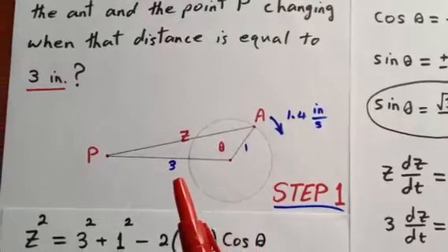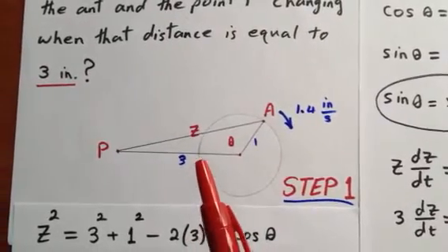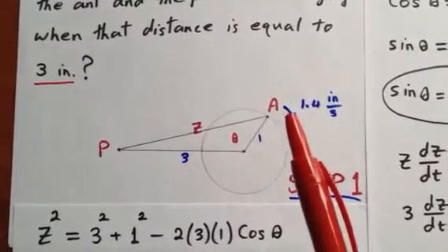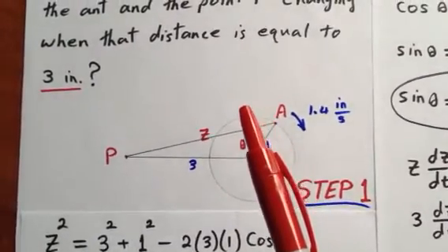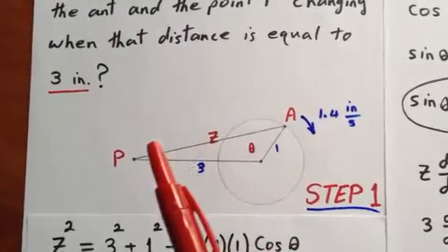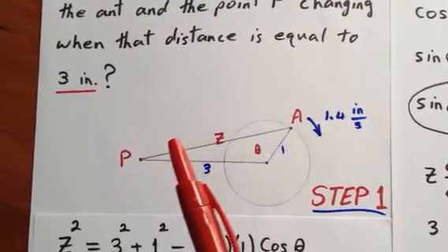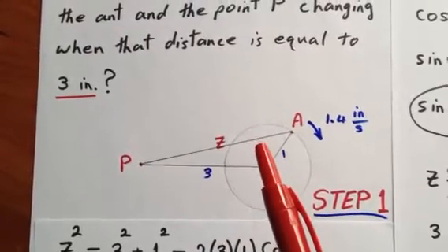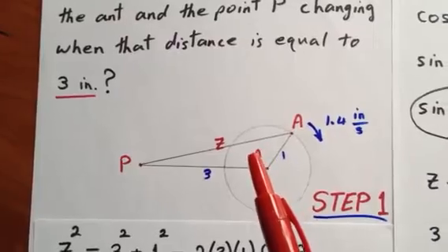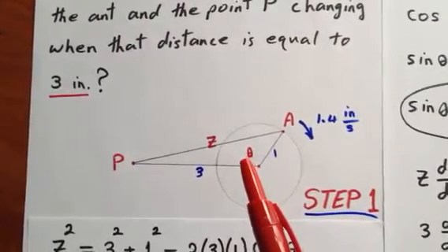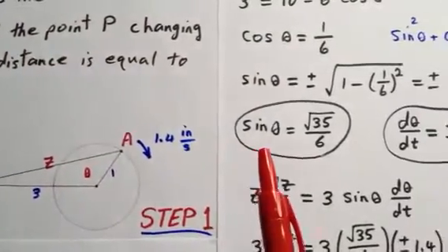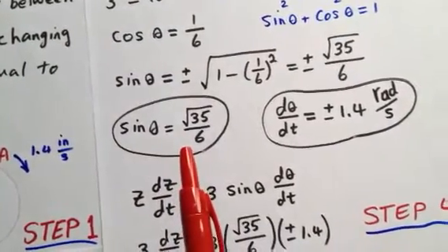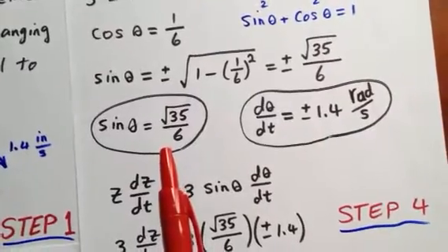Look at the picture one more time. z is 3 at the moment we want to calculate its rate. So that means this ant is about here. So this distance is 3. That makes this triangle an isosceles triangle. So the angle theta is less than 90 degrees. Therefore, its sine has to be positive. So sine theta is positive square root of 35 over 6.